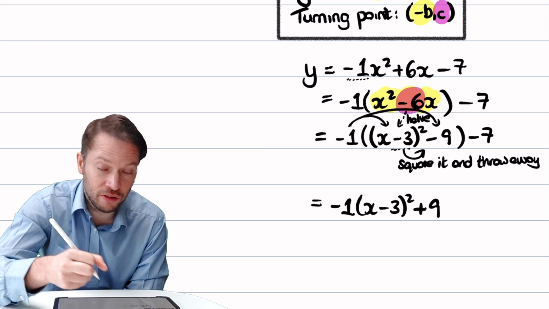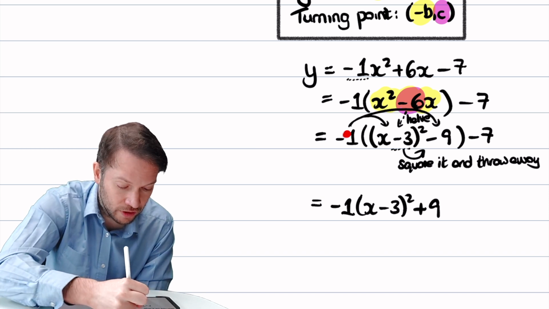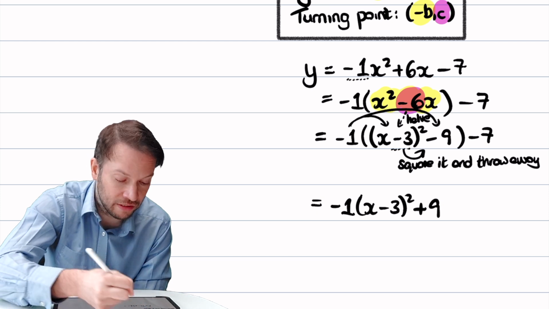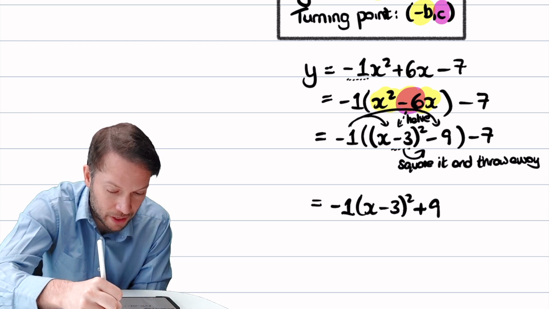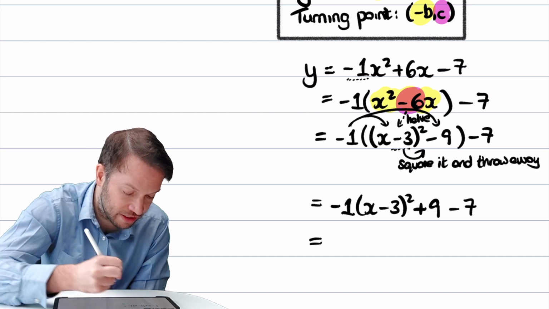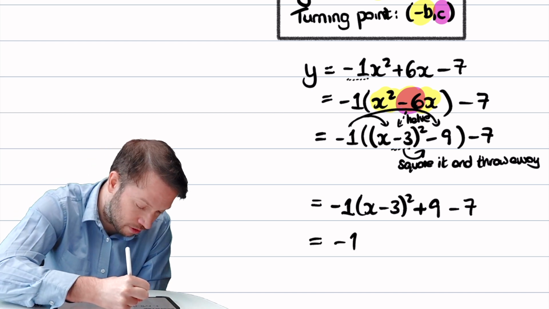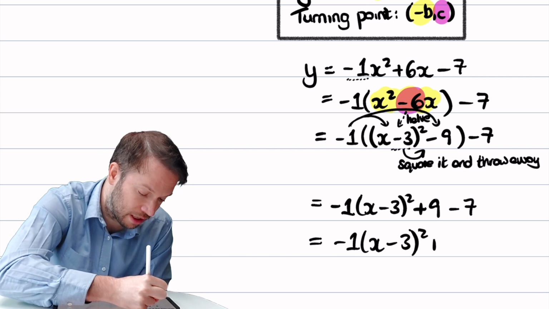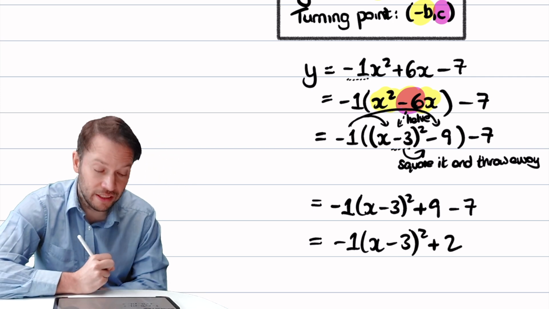A mistake students often make is they forget to multiply the minus 9 by the number on the front. They just put minus 9 here rather than the plus 9 because they forgot to times by the minus 1. And then finally, we've got this minus 7 that was on its own, minding its own business. And then let's just tidy up. We've got minus 1, x minus 3 squared. 9 minus 7 is plus 2. So we now have it in completed square form.